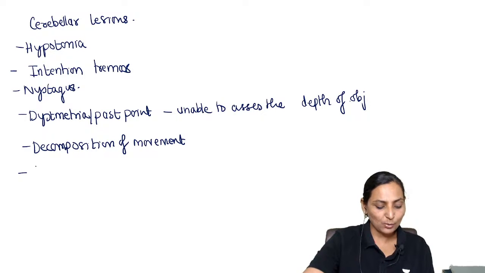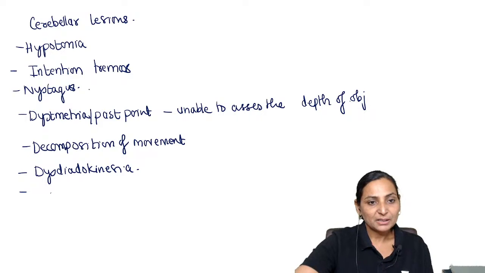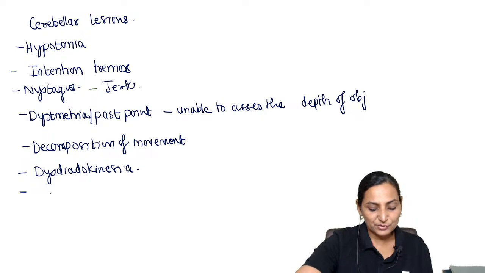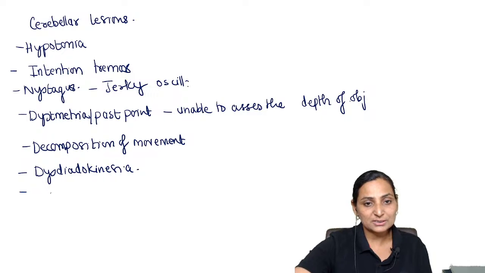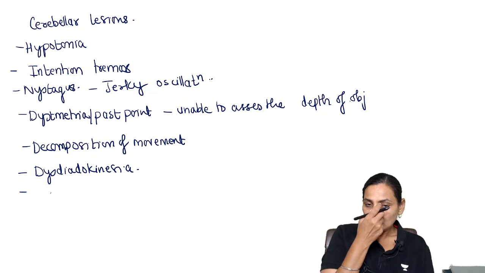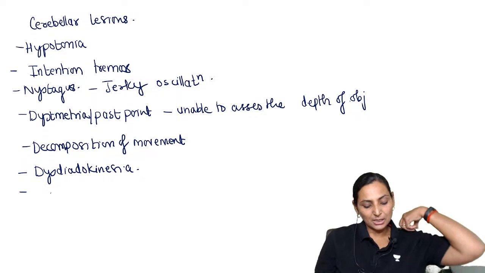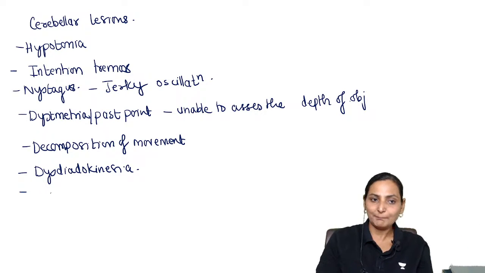And due to the lack of coordination, the patient develops dysdiadokinesia, that is the alternate supination and pronation is lost. What is nystagmus? This is the jerky oscillations of the eyes due to incoordination of the ocular muscles. So these are oscillating movements because of the incoordination of the ocular muscles.